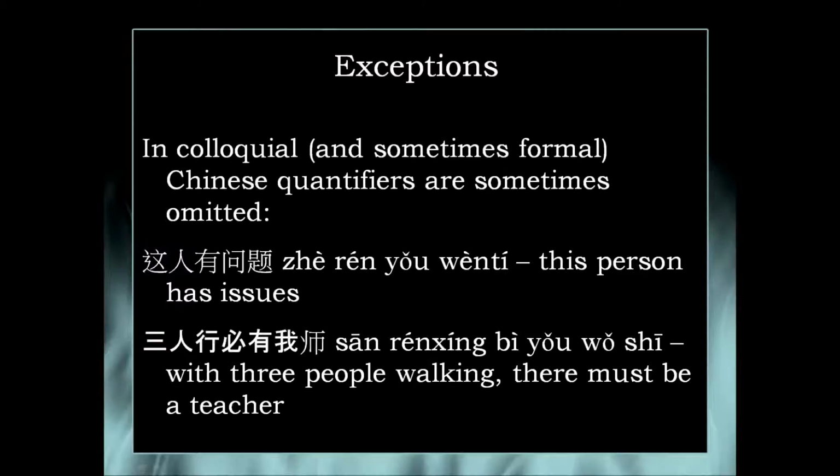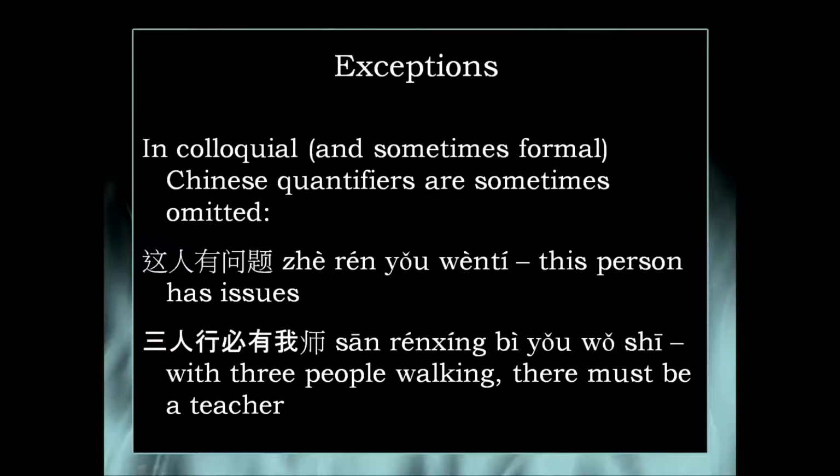Alright, you've made it this far. Let's finally talk about some exceptions. So in colloquial Chinese and sometimes formal Chinese, quantifiers can be omitted. But when you're learning Chinese, don't get your hopes up too much because this is very occasional. So colloquial means casual, right? So this is an example. 这人有问题. 这人有问题 means this person has issues. And the fact that the quantifier was omitted from this sentence indicates annoyance, perhaps, or just it shortens that sentence.